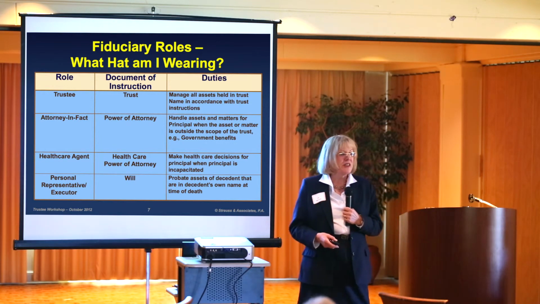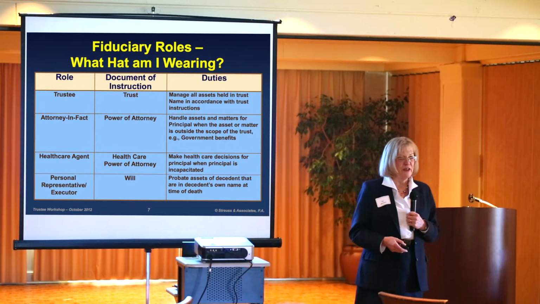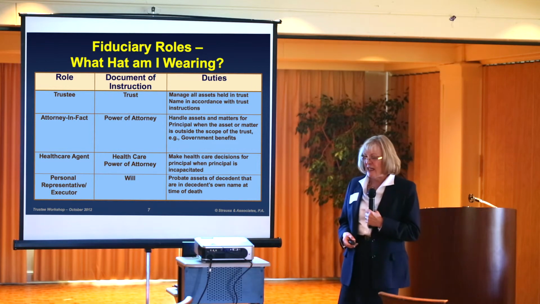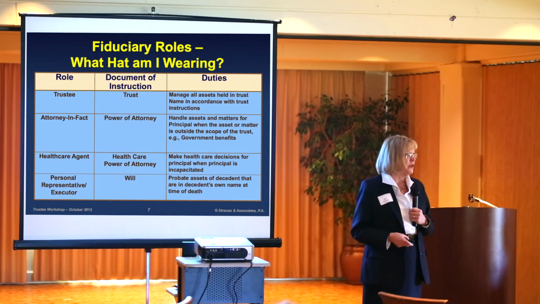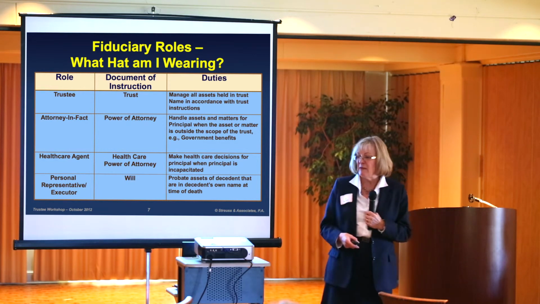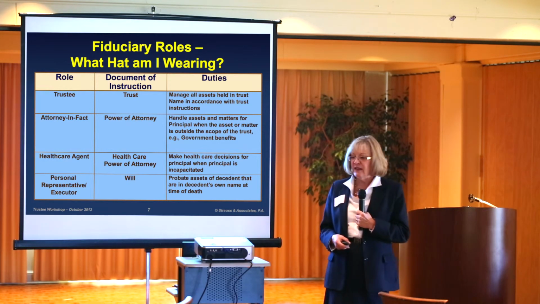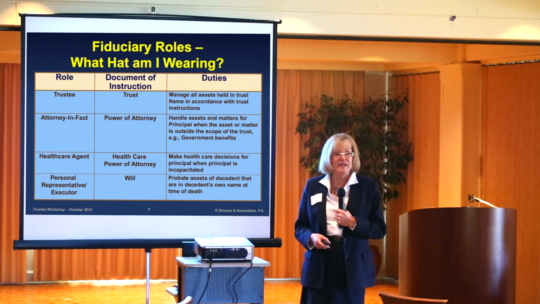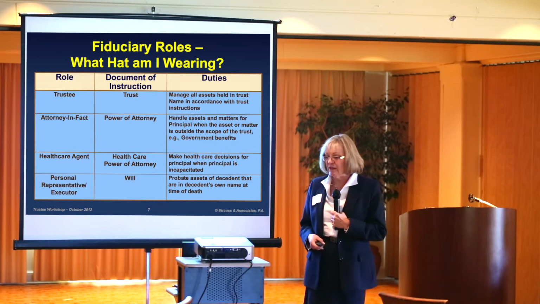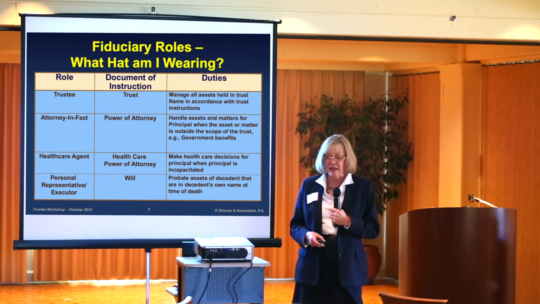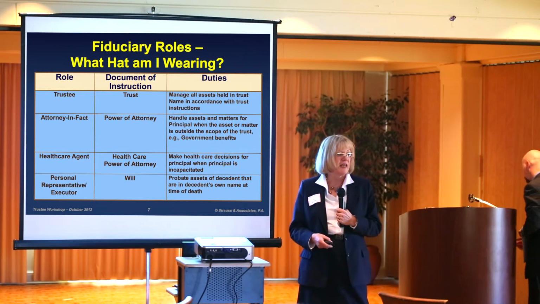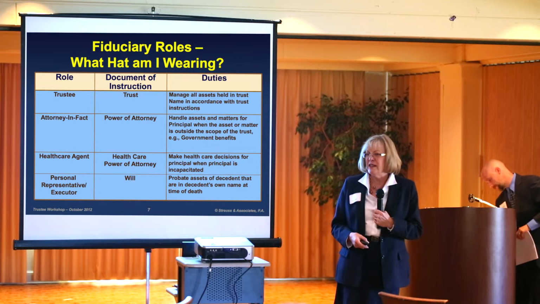Okay, this is a slide that's meant to clear up some confusion. I always have clients who say they don't understand what the difference is between the various roles. In one plan, they may be named as a trustee. They may also be named as the attorney-in-fact under a durable power of attorney. They are named as the healthcare agent, and they might be named as the personal representative or executor under a will. Well, what does that mean?